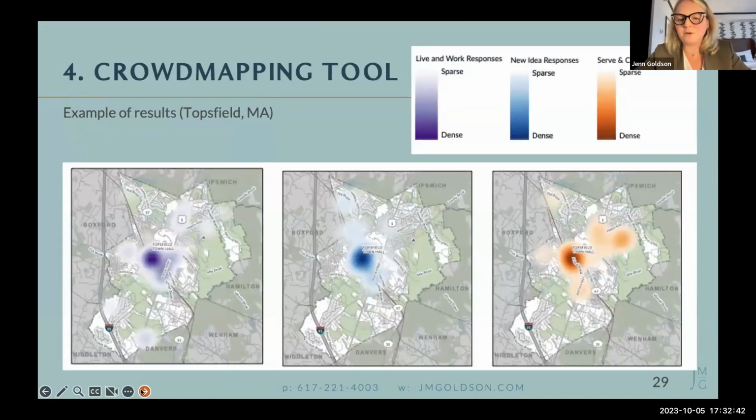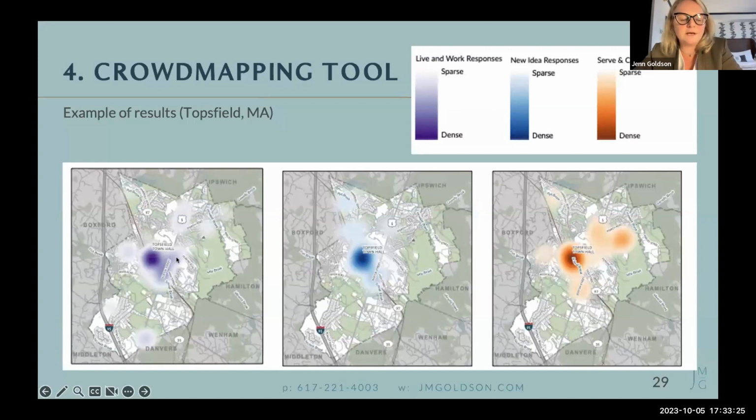And then I just want to show you what we do with that when we are done asking folks to contribute. Well, this is an example in Topsfield. What we did is we looked at the different ideas that people had under different categories, and we make something that's called a heat map. And you can see what that looks like. The darker areas, so the purple is people who responded to the live and work category. And the darker purple shows that a lot of people were talking about this particular area of Topsfield, which happens to be their downtown area. And they saw a lot of opportunity for both live and work opportunities in their downtown.